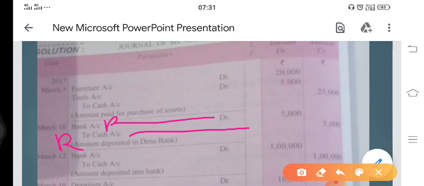So as the rule says, debit the receiver, because bank is a personal account and the person is the receiver. So we have debited the bank account. Cash being a real account, cash is going out and hence cash got credited. So this is how we'll pass our journal entry.